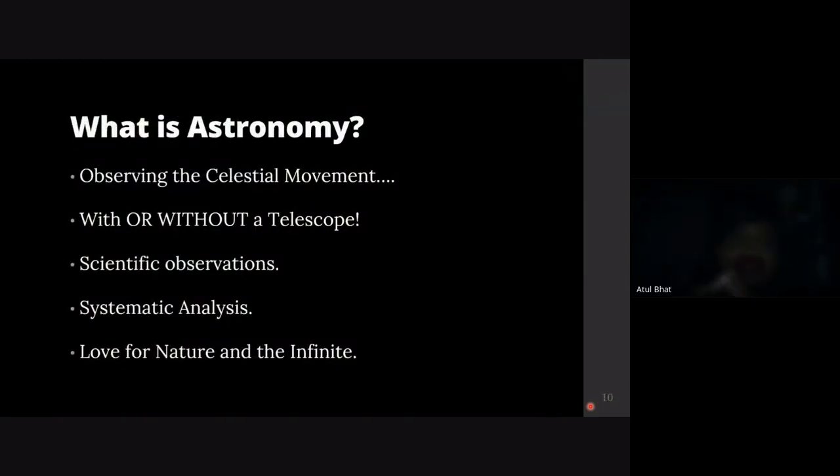So at this point, if you ask me what is astronomy, I would like to put a few points together. It is basically observing celestial movements. It is looking at the night sky, noticing all the celestial bodies. And of course, you don't need a telescope to do that. And these observations that you do have to be scientific. These observations have to be systematic. So if I observe something today and tomorrow someone else comes and says that is wrong, and I can prove it, then we should be able to change our facts. That's the difference between astrology and astronomy.